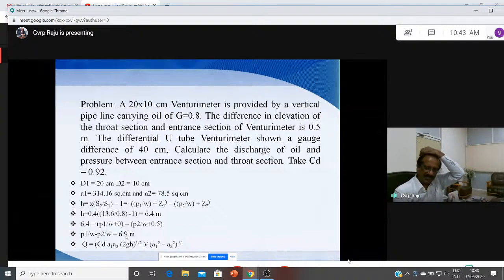Sometimes some students take 6.9. But 6.9 is different. 6.9 is the difference between pressure heads, and this H is the venturi head, which is equal to 0.4 into (S2 by S1 minus 1). So this is equal to 6.4 meter. You need to use only the value 6.4 here, or 640. So with 2G as 9.81, H as 6.4, and A1, A2 known, you can find out the discharge with the help of this equation.